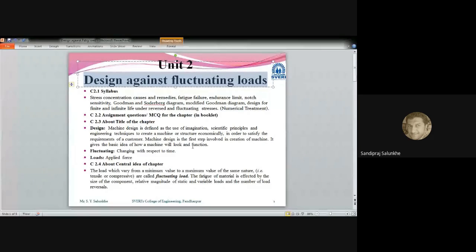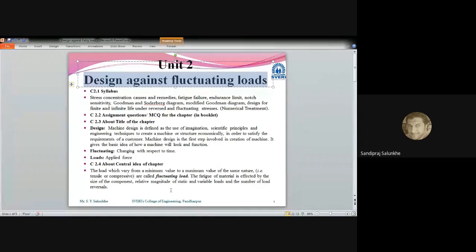Now, whatever design we have done for the lever and then for joints, that we have done against the static load. It was not fluctuating. It is designed against the static load. So before proceeding, can you just give me the difference between static and fluctuating, that is dynamic? Dynamic, you can say it as dynamic also.